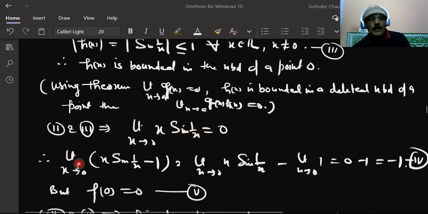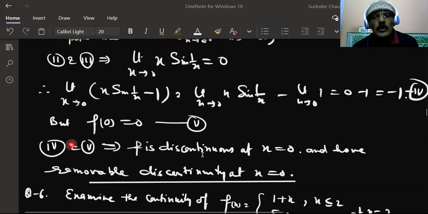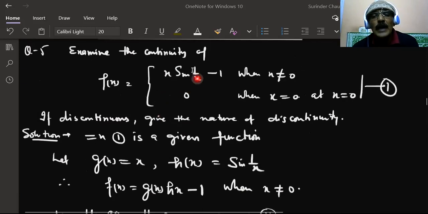So limit x tends to 0 of x sin(1/x) minus 1 is equal to 0 minus 1, which is minus 1. But the value of f at 0 is equal to 0. So left limit is minus 1, right limit is minus 1, and the value of the function is 0. So what kind of discontinuity is this? This is a removable discontinuity. The function f(x) has a removable discontinuity at x equal to 0.